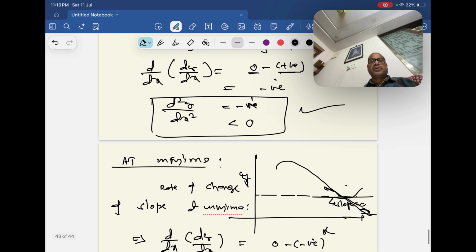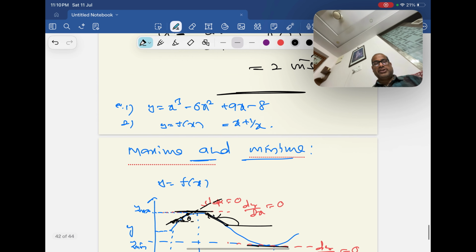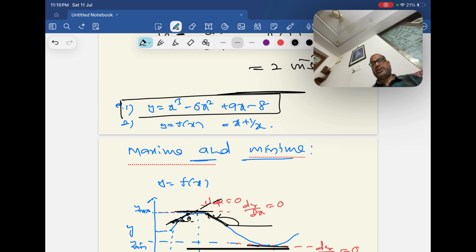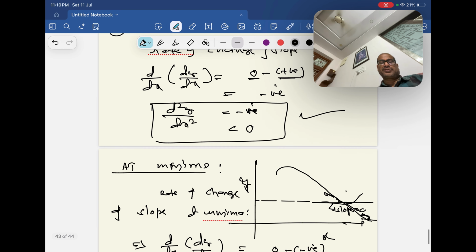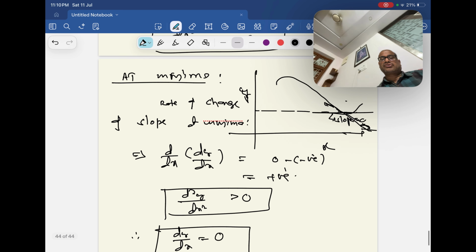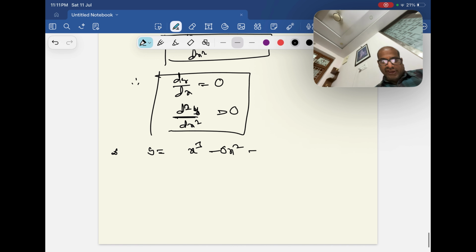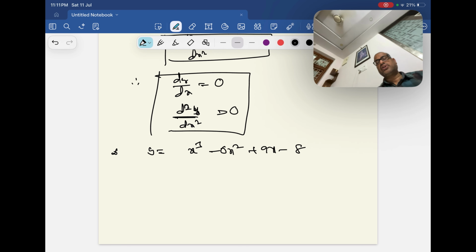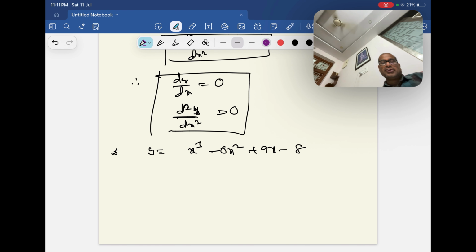Okay, let us see one question now. Find the maxima and minima value of this function: y is equal to x cube minus 6x square plus 9x minus 8. So this function's maxima value and minima value we have to find out, right?